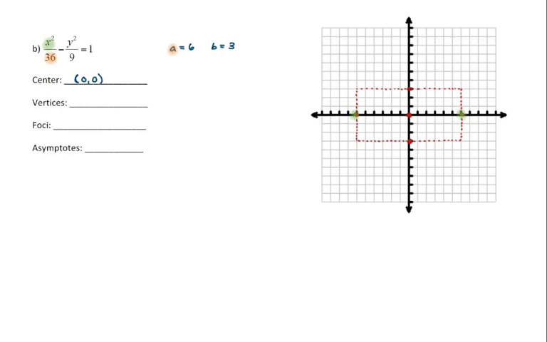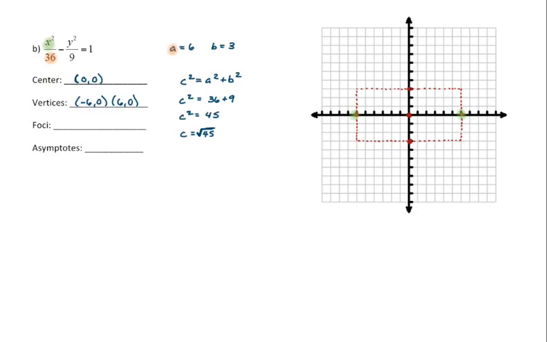So I could actually say the coordinates of the vertices, and those would be negative 6, 0, positive 6, 0. And then I could identify my c value, so I can know where my foci are going to be. So c squared is going to be a squared plus b squared, and a squared is 36, and b squared is 9. So if I add those together, I get 45, so c is going to be the square root of 45. The square root of 45 is not a perfect square, so it's not a whole number, but it should be somewhere between 6 and 7. Because 6 squared is 36 and 7 squared is 49.